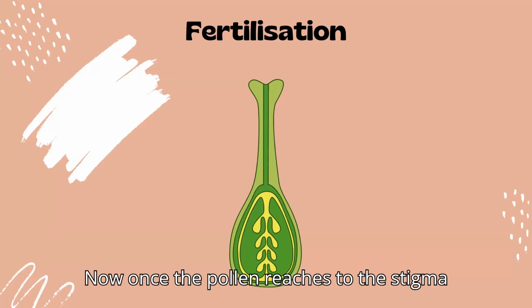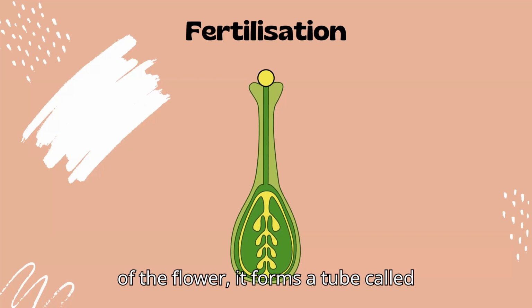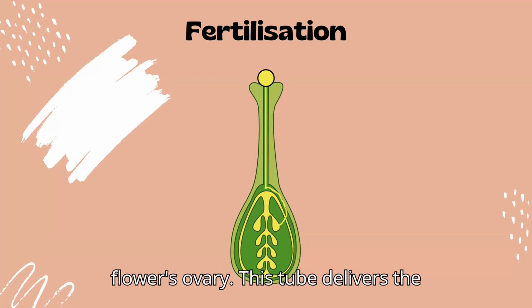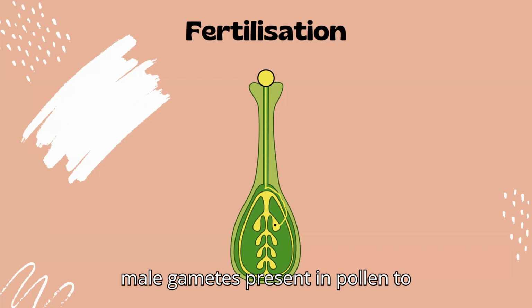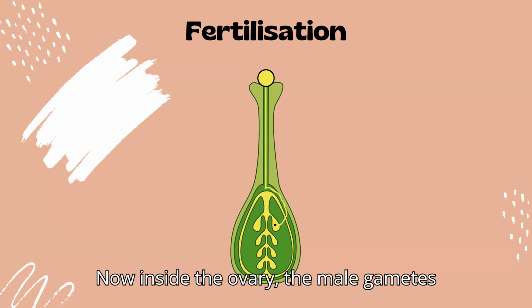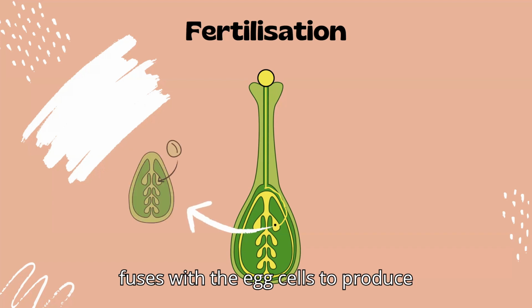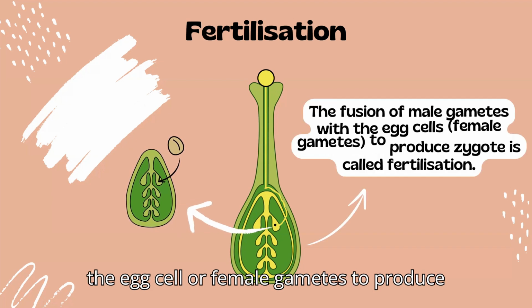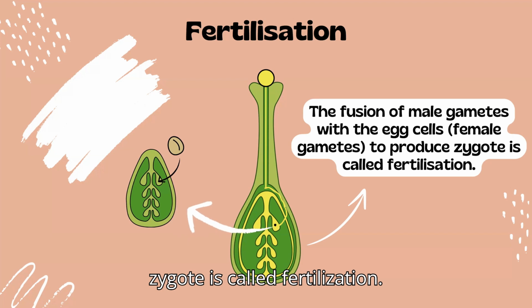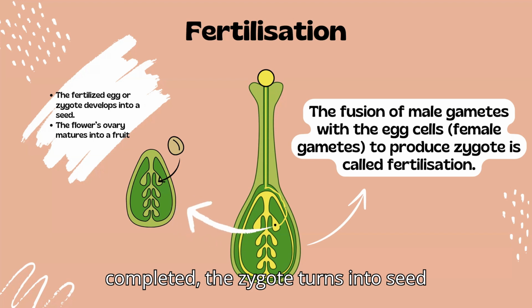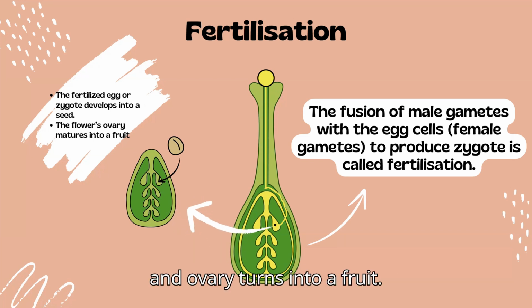Once the pollen reaches the stigma of the flower, it forms a tube called the pollen tube that travels down to the flower's ovary. This tube delivers the male gametes present in the pollen to the ovary of the flower. Now inside the ovary, the male gametes fuse with the egg cells to produce a zygote. This fusion of male gametes with the egg cell, or female gametes, to produce a zygote is called fertilization. Once the process of fertilization is completed, the zygote turns into a seed and the ovary turns into a fruit.